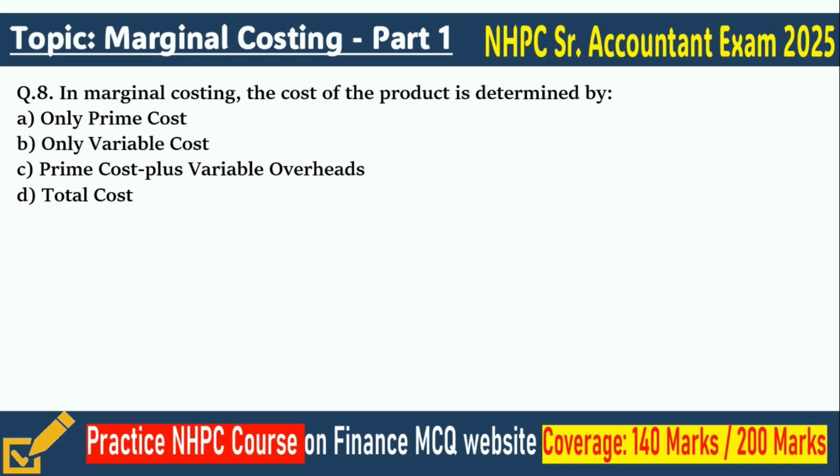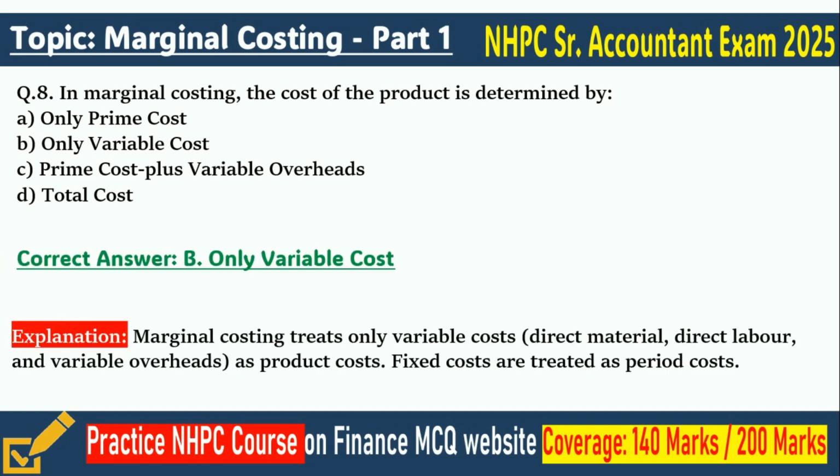Friends, remember that in marginal costing, the cost of product is determined by variable cost only, and fixed cost is treated as a period cost. So, option B will be the correct answer. So, friends, marginal costing treats only variable cost, direct material, direct labor, and variable overheads as product cost, and fixed costs are treated as period cost.